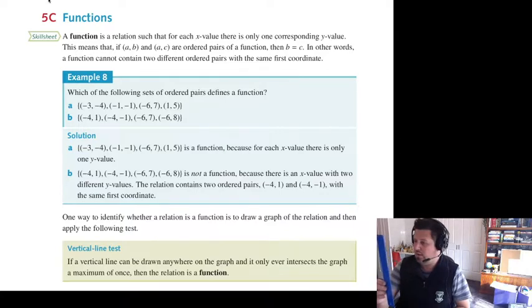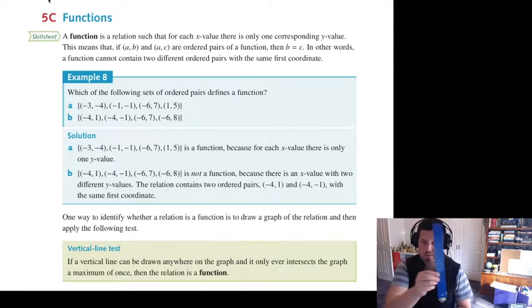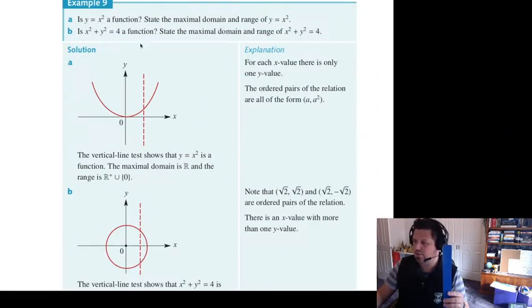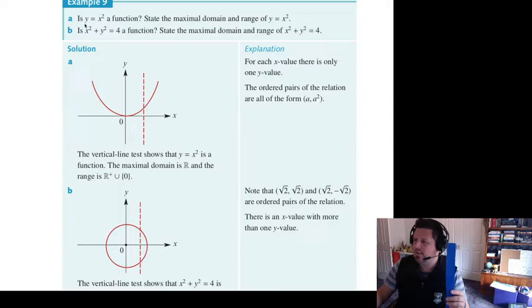You do need to know the difference between vertical and horizontal. This is the vertical line test. Vertical goes straight up and down, whereas horizontal goes side to side. To check the vertical, apply the vertical line test. Let's actually use it. It says, is y equals x squared a function? And then, state the maximum domain and range for that function.